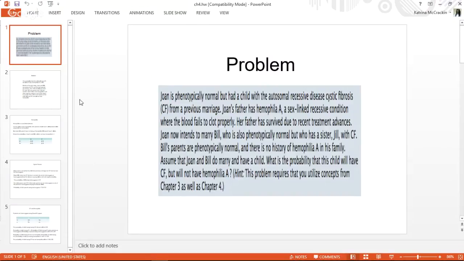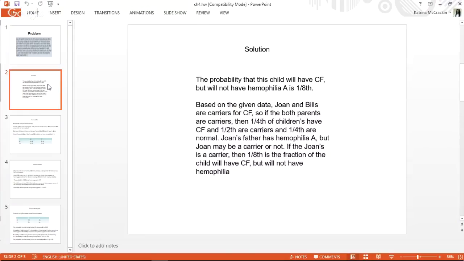I'm going to be using concepts from chapter 3 as well as chapter 4. So first, I'm going to just give you the overall breakdown of the solution. The probability that this child will have CF but will not have hemophilia A is 1/8, or 0.125. Based on the given data, Joan and Bill are carriers for CF. So if both the parents are carriers, then 1/4 of their children would have CF, cystic fibrosis, 1/2 are carriers, and 1/4 are normal. And so all of that will add up to 1.